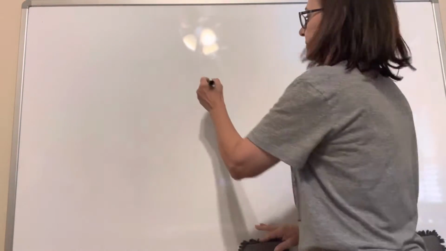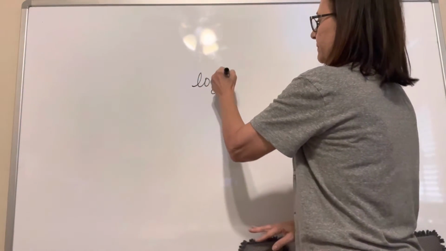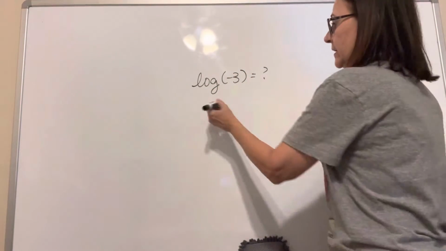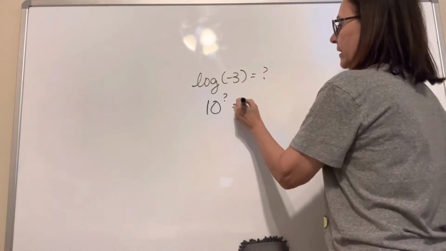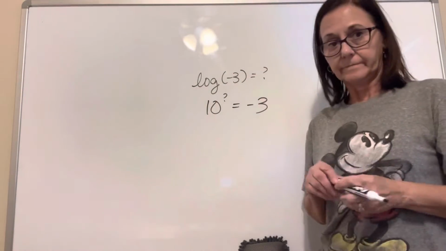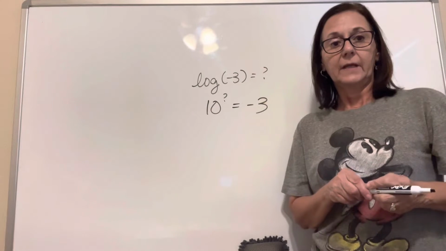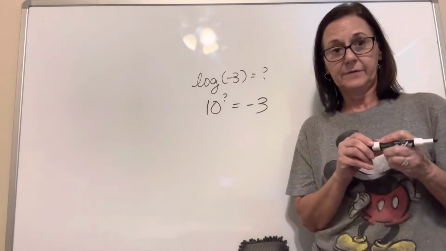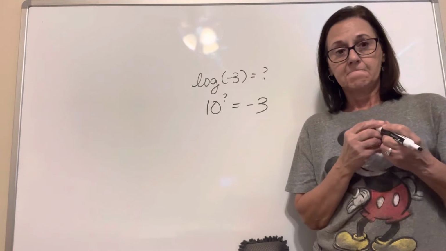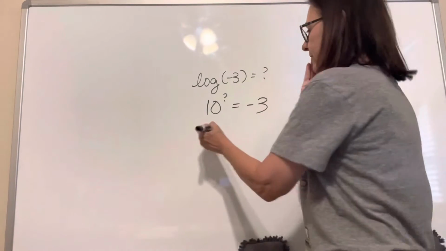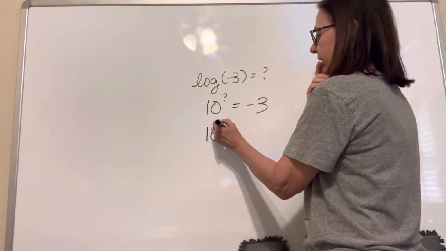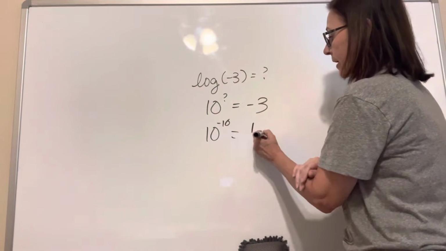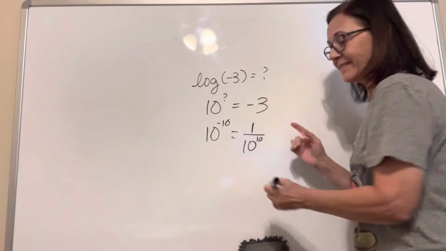All right, so look at D. Let's think about this. This is 10 to some power equals -3. Can I ever get a negative number when I raise something to the power? I can't, because even if I do 10 to the -10th, that's just 1 over 10 to the 10th. That's a positive number.